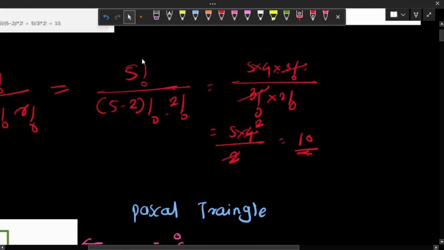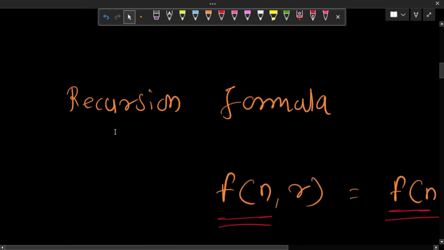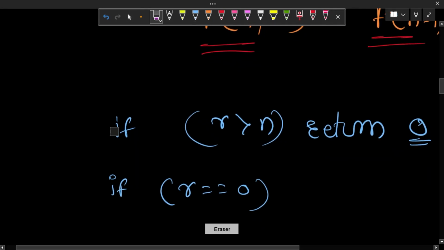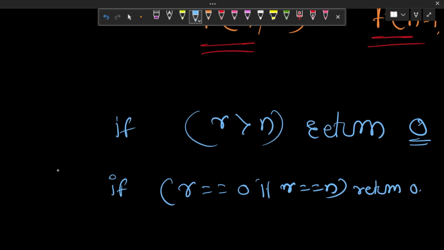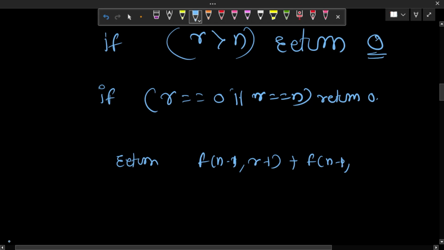Why? Because you can see 3C0 is 1, 4C0 is 1, 5C0 is 1. If you clearly look, 3C3, 4C4 and 5C5 are also 1. So can I say if r is equal to 0 or r is equal to n, both are the same, then you have to return 1. And if these two conditions are not satisfied, you are just returning f of n minus 1, r minus 1 plus f of n minus 1 and r. You are solving this problem. It will give you the answer.